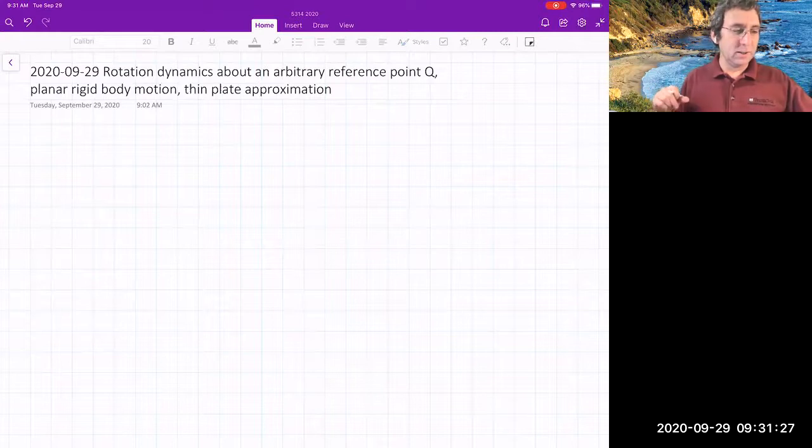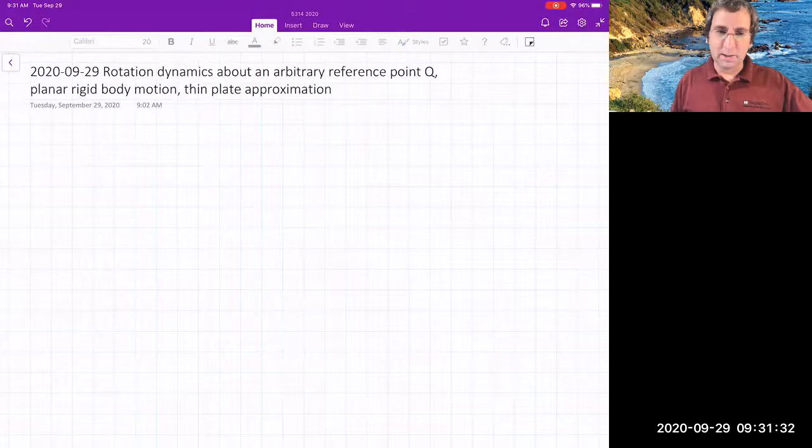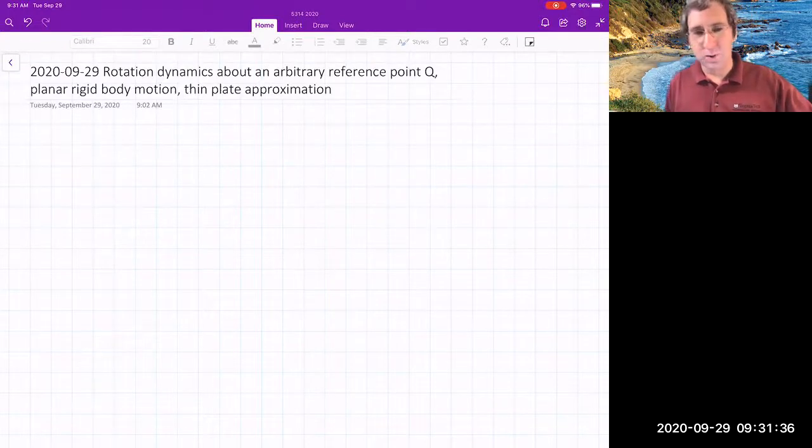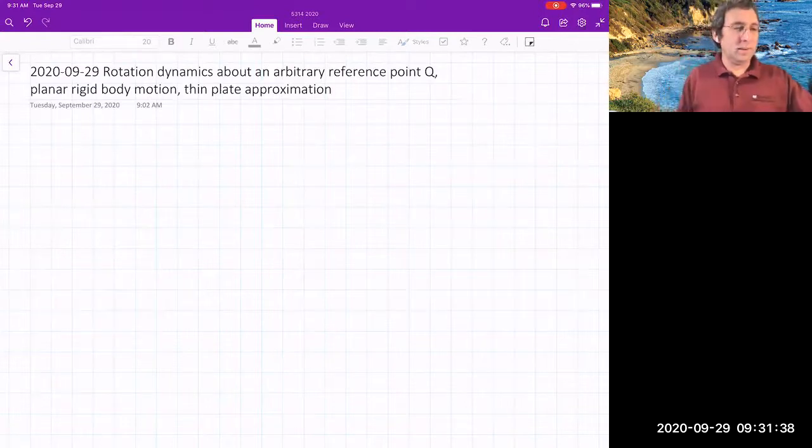We're going to back up and talk about some other cases, because what we were mentioning last time was using the center of mass as the reference point. And you don't always want to use the center of mass. You might have a situation where you want to use a different point.